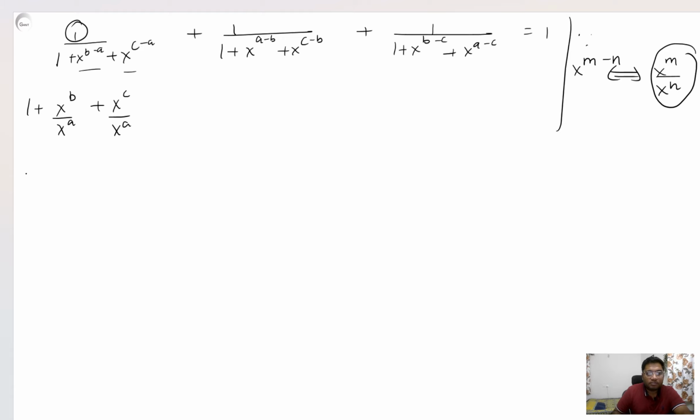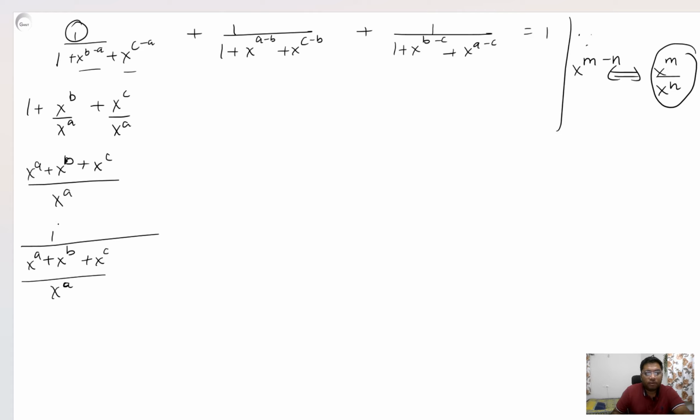Now if you take the LCM here, this becomes x to the power a plus x to the power b plus x to the power c, whole thing upon x to the power a. And don't forget, there is a numerator which has 1. So I'm essentially talking about this. This is my expression, x to the power a, x to the power b, x to the power c over x to the power a.